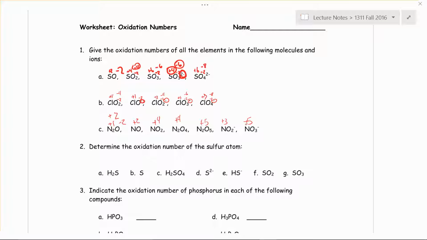Yes, ma'am. This one right here? Great. So we have negative 2 for the oxygen, right? There's 2 of them, so that's negative 4 in charges from the oxygens. And there's 1 unbalanced charge, a negative 1 charge on the entire molecule. So that means the nitrogen is at a positive 3 to leave 1 charge left.